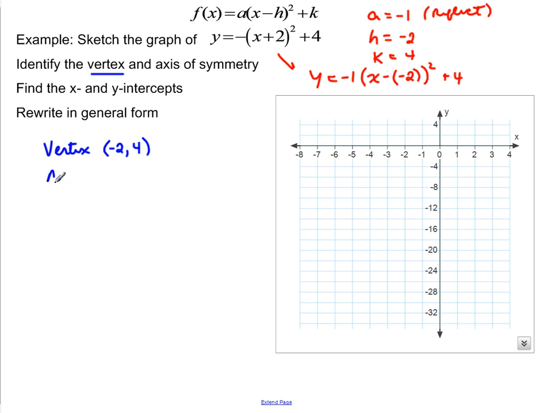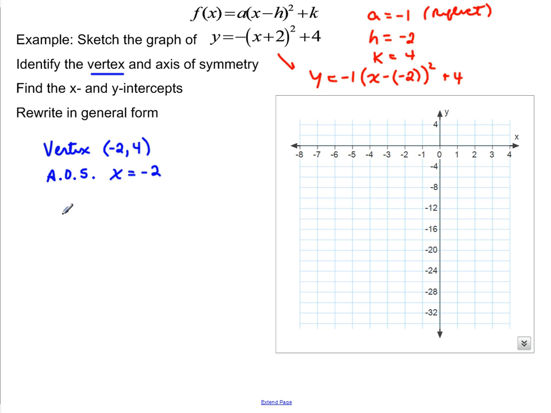The axis of symmetry is nothing more than the vertical line that passes through the vertex. So in this case, our vertical line is always of the form x equals something. And if it's a vertical line, it must pass through that vertex at negative 2. So x equals negative 2 is the equation of the axis of symmetry.